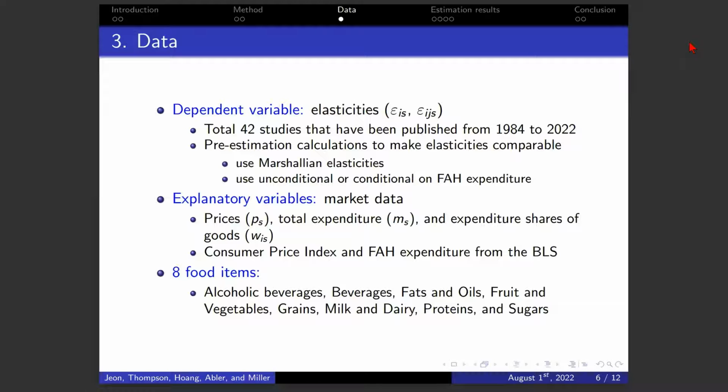Let me briefly explain the data we use. As a dependent variable, we use elasticities coming from 42 studies and undertake the data conversion steps to make all elasticities comparable. As explanatory variables, we need prices, total expenditure, and expenditure share of goods. So we use the historical market data from the Bureau of Labor Statistics. For food items, we include alcoholic beverage, non-alcoholic beverage, fats and oils, fruits and vegetables, grains, milk and dairy, proteins, and sugars.